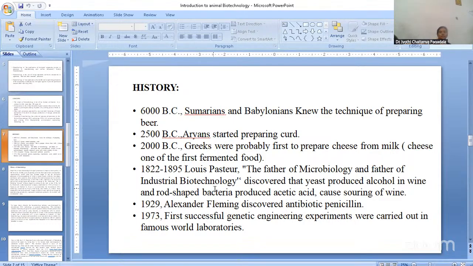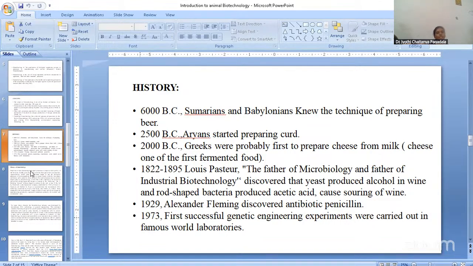He is also the one who said that the souring of wine is caused by rod-shaped bacteria, bacilli. As everyone knows, he employed Clostridium acetobutylicum. He observed Clostridium acetobutylicum for the production of butyric acid and acetic acid along with alcohol.